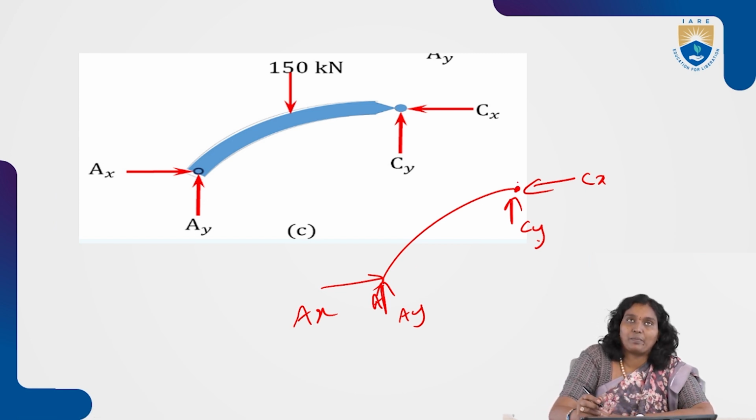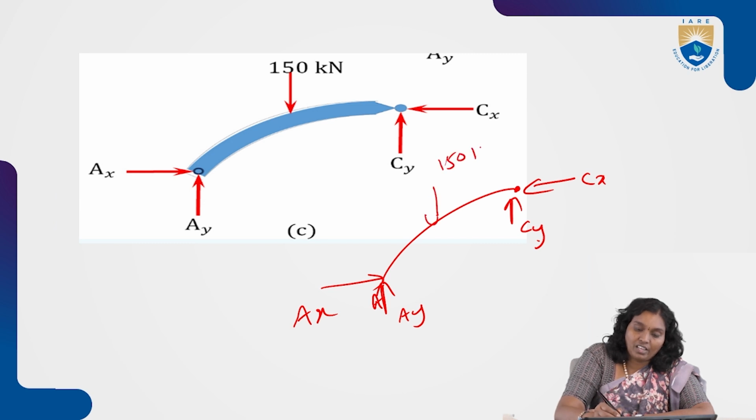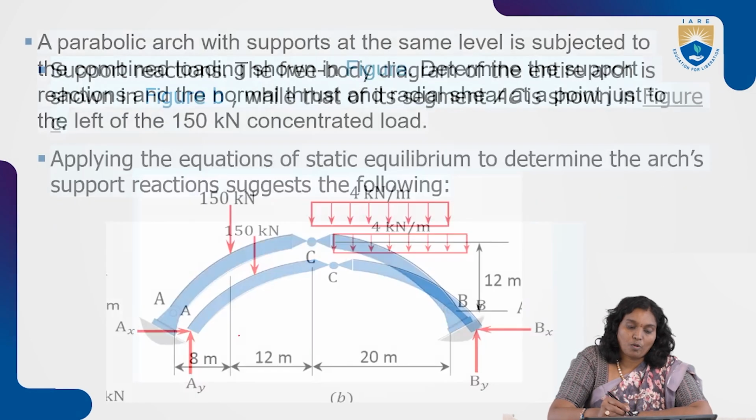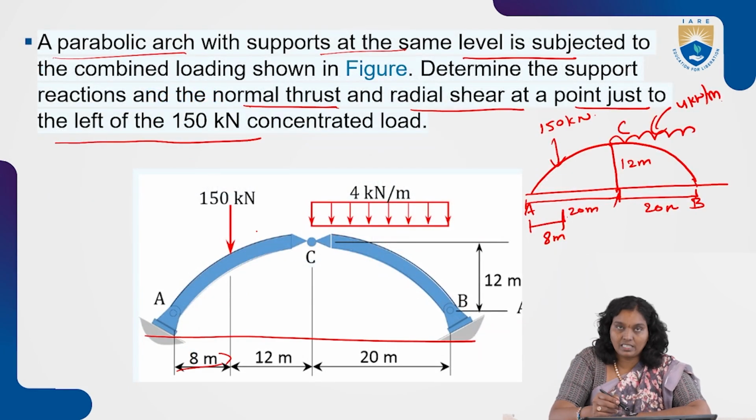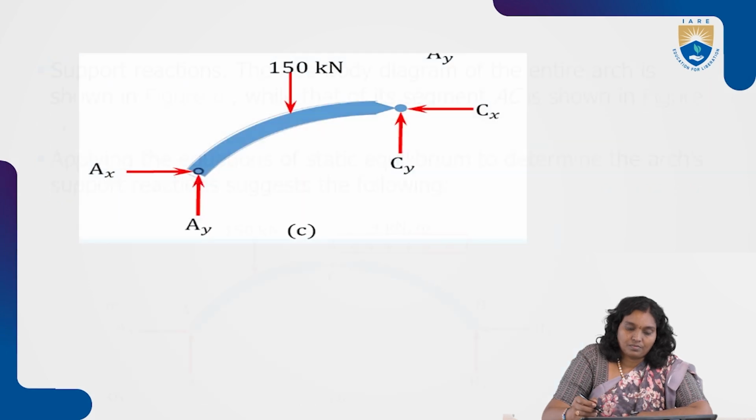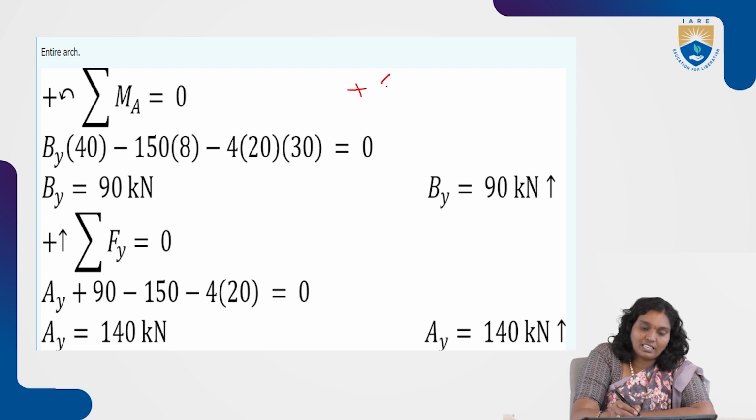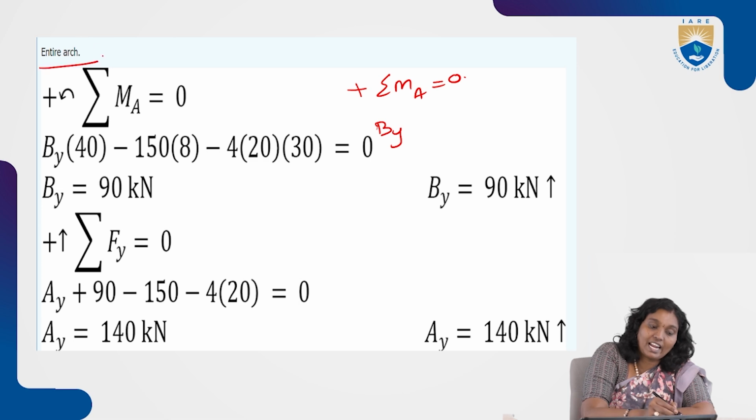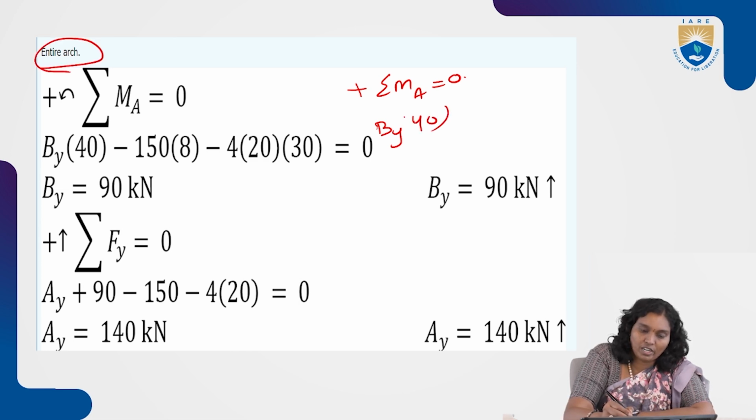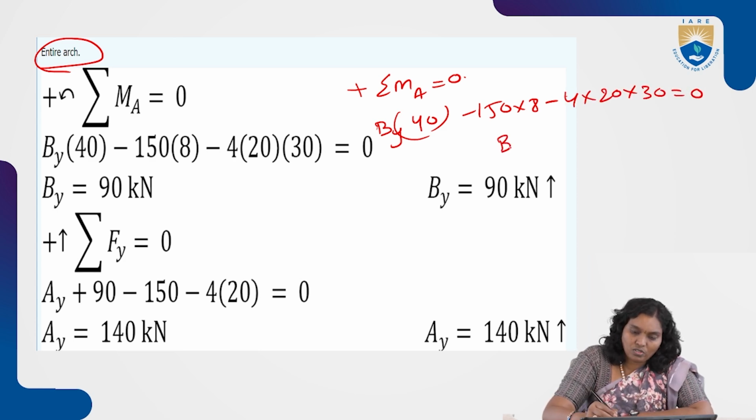Any point is in equilibrium. Somewhere the 50 kilonewton load is acting, and from here to here is equal to 8, as per the problem. Now consider the moments. Here we are considering the moments with respect to A equal to 0, for the entire arch. So By times 40 minus 50 into 8 minus 4 into 20 into 30 is equal to 0, since it is a uniformly distributed load. So By is equal to 90 kilonewtons upwards.